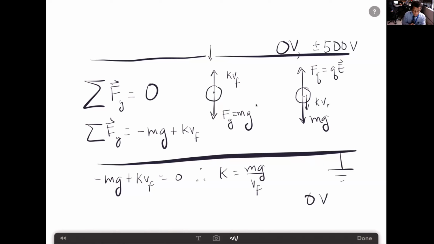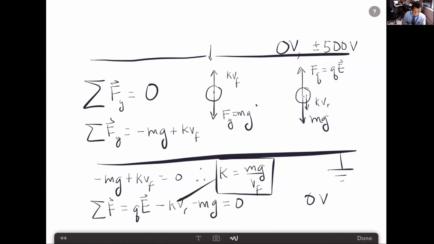So now we can do the same analysis. When we do the same analysis, we end up with the net force equaling Q times E minus k v_R minus mg. All of this, again, is going to equal 0 because we don't want it accelerating. We're going to substitute the value for k into this equation. And when we substitute it in, we can solve for Q, as long as we know everything else. We need to calculate the mass, we need to calculate the radius, we need to know the electric field and all of that good stuff.